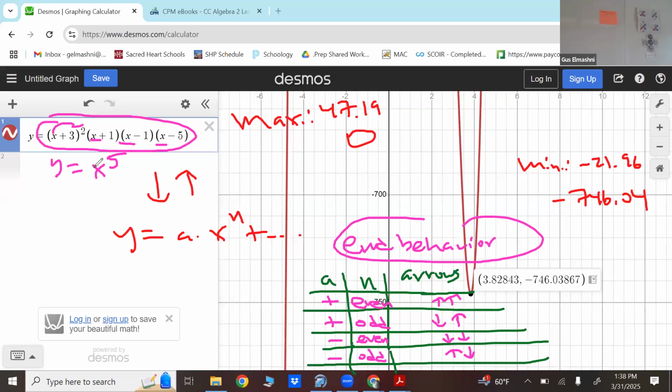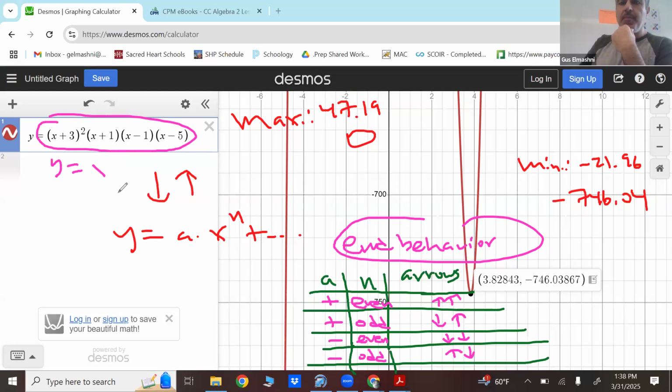So if your leading coefficient is positive, but the degree is odd, you're going to have opposite arrows. The arrows are going in opposite directions. So when the degree is odd, we expect the arrows to go in opposite directions. The degree is the highest exponent after you expand everything.